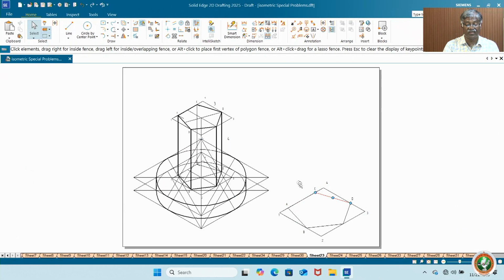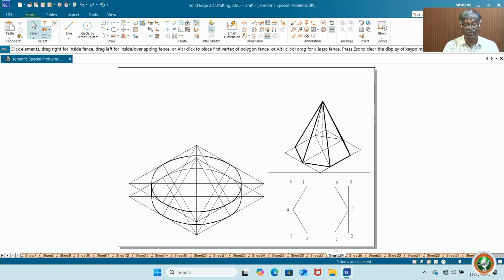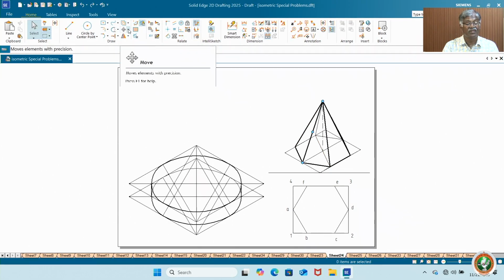So not this, actually: orthographic projection, square, pentagon with block. Then only you can create this. Okay, now I will show you how you should do it. It's like this. Now this is a circular block with a hexagonal pyramid. So same way, take this.